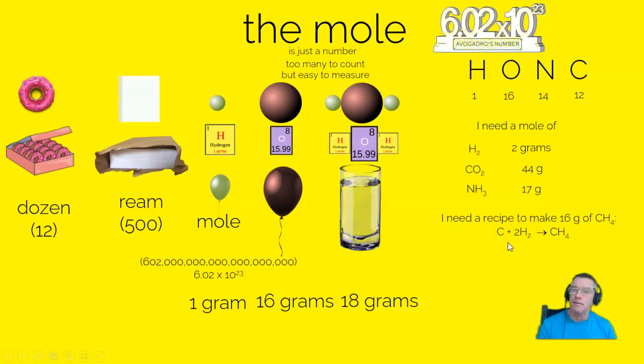So give me a recipe, or what chemists would call an experimental procedure. And that recipe would be something along the lines of taking 12 grams of carbon and 4 grams of hydrogen, and lo and behold, you will make 16 grams or 1 mole of methane. How many molecules of methane is that? 6 times 10 to the 23rd. This is an introduction to the mole.